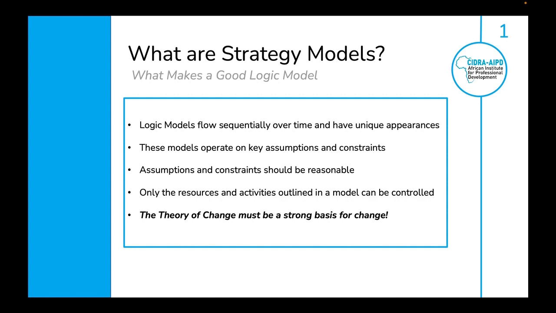So only the resources and activities outlined in a model can be controlled. And the theory of change must be a strong basis for change, as we had talked about earlier. I put that in bold because if there isn't a strong theory of change, then why are we even mapping out a logic model? If some actions will not logically influence some outcomes, then what is the point of a given program if it's not going to be meeting those objectives?